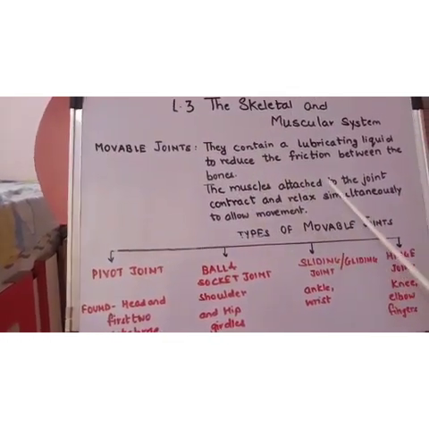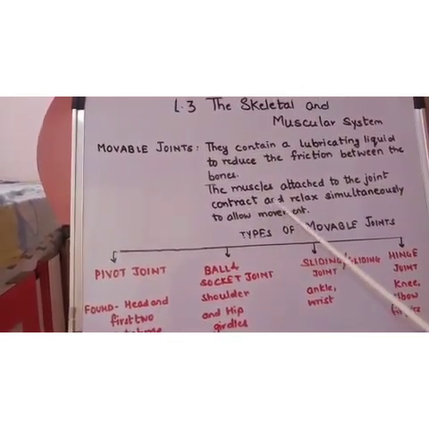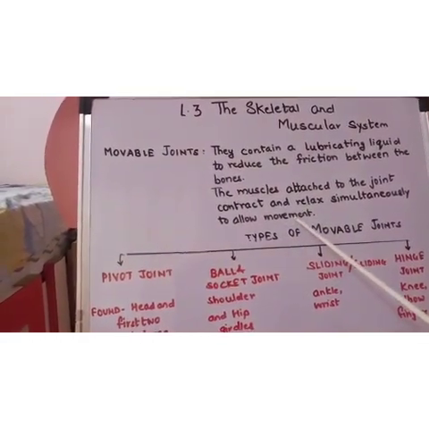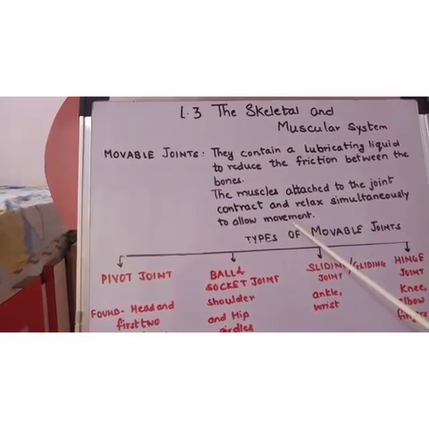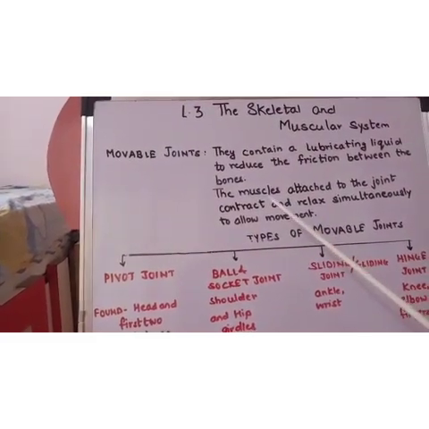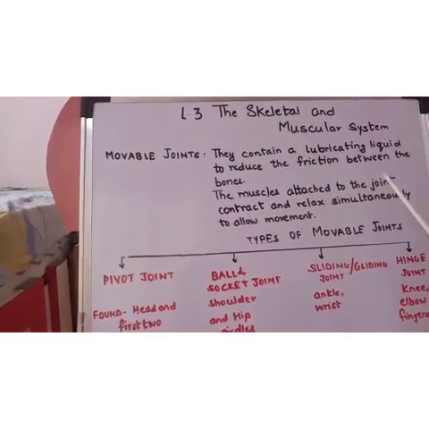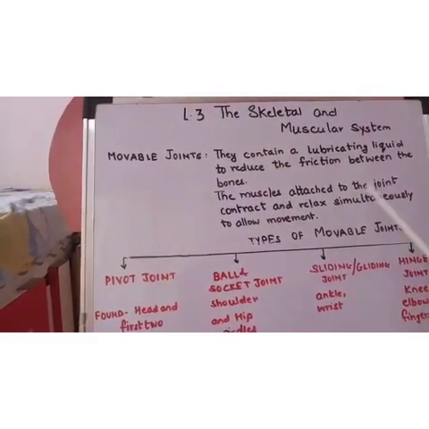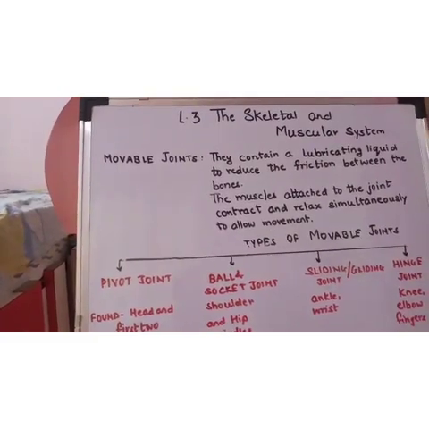The muscles attached to the joint contract and relax simultaneously to allow movement. Just having bones will not help. The movement is allowed by the muscles which are attached to the joint, and they continuously contract and relax simultaneously to allow the movement.